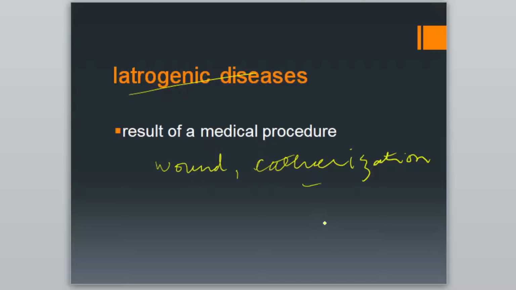Clear. Now, for example, just take an example that an individual is treated for a skin wound. He or she might acquire necrotizing fasciitis. The disease name is necrotizing fasciitis.